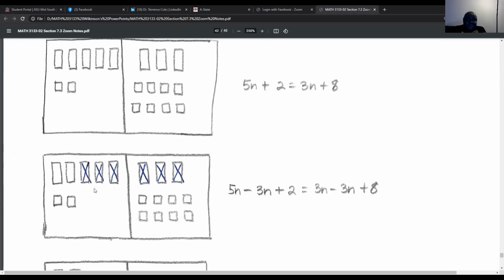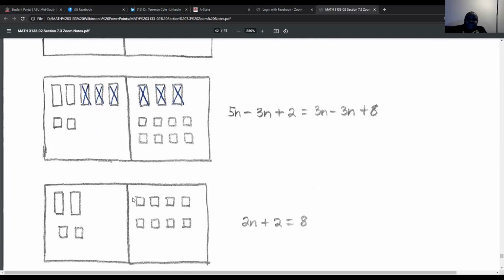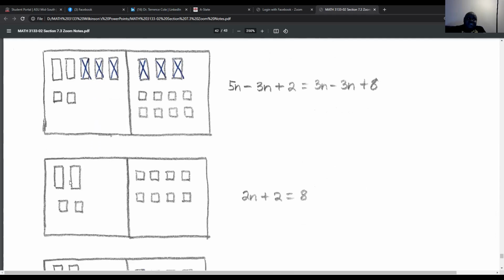In this case, we're going to need to X out 3 n tiles on the left side and 3 n tiles on the right side, because I'm going to collect all the variables on one side. So that represents the 5n minus 3n plus 2 equals 3n minus 3n plus 8. Here, I want all the variables preferably on the left-hand side. So for this next representation, you'll see I'll be left with 2 n tiles and 2 1 tiles for 2n plus 2. Then that's equal to only 8 1 tiles for 8.